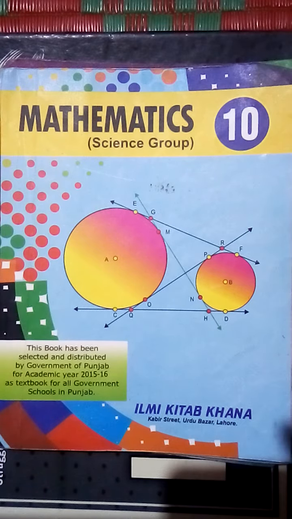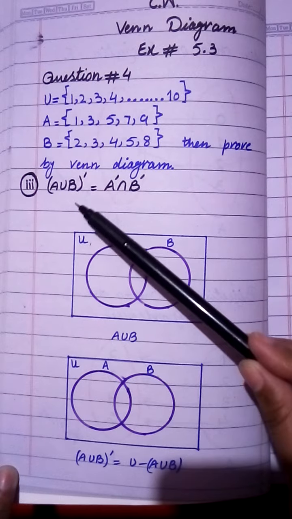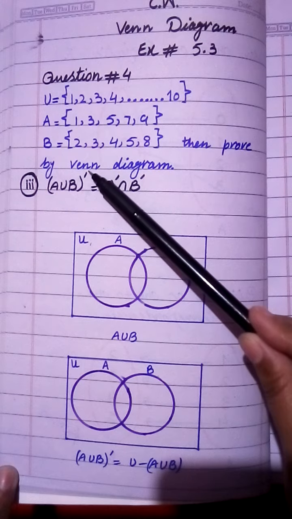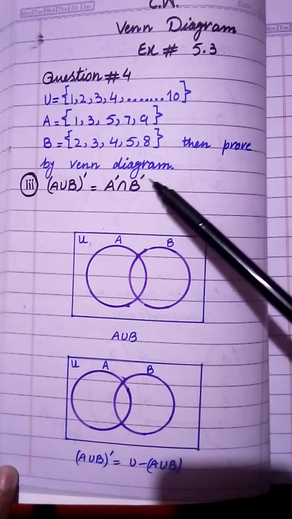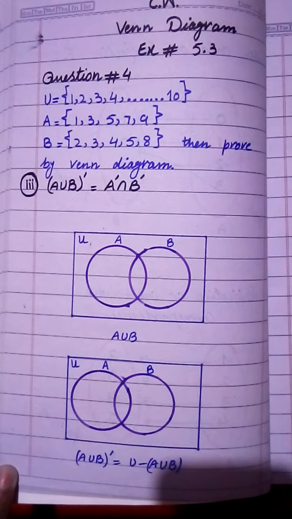Now the condition is mentioned here. First of all, we will do the third part: (A union B) complement, where this slash is known as complement, equals A complement intersection B complement. It is also known as De Morgan's law.